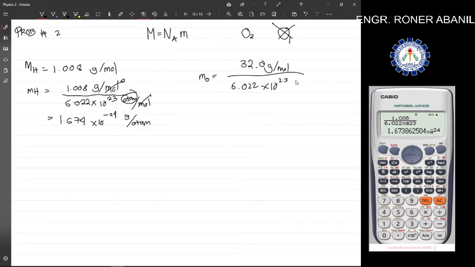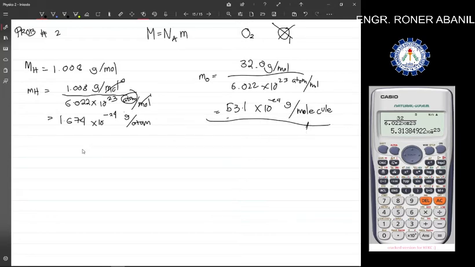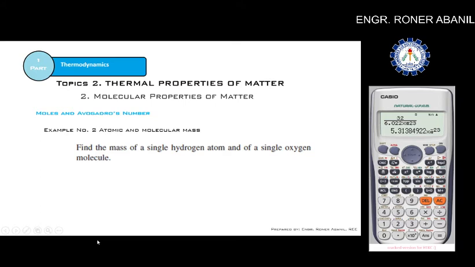23rd power atom per mole. So on the calculator, palitan lang natin yung nasa taas. Gawin lang natin 32 point... okay na, 32. So this is 5. Or gawin natin 53.1 times 10 raised to negative 24. So, this is grams per molecule. This is our final answer. Ayan. Okay. Next.